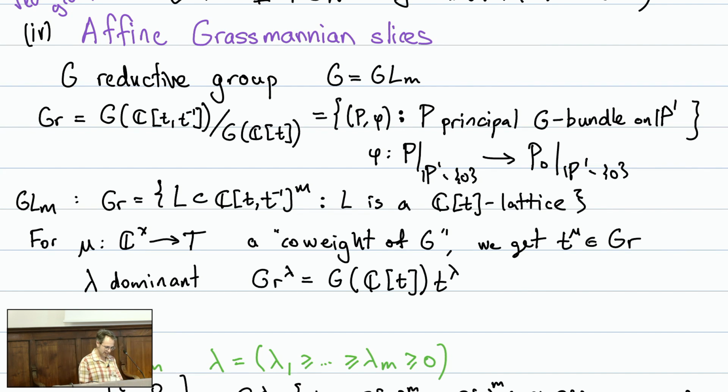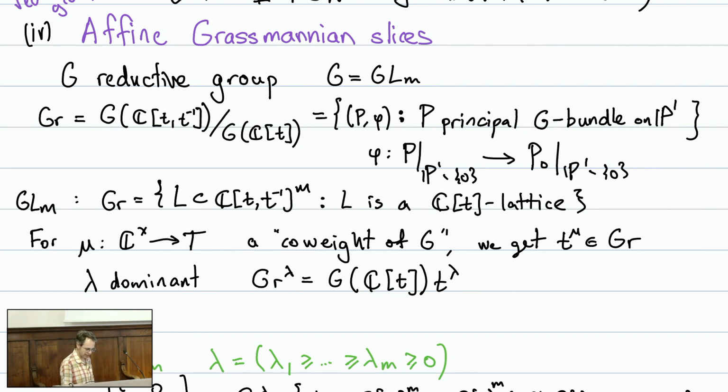So what's the affine Grassmannian? I take G, and I look at its points over the ring of Laurent polynomials in one variable, and I divide by G over the ring of polynomials in one variable. So at first glance, a weird thing to do. This is not a normal subgroup, so this is just a quotient of a group by a subgroup, just the cosets.